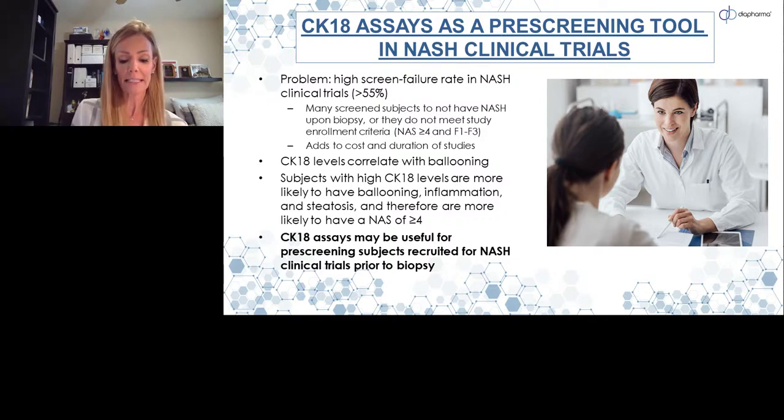Finally, CK18 also has utility as a pre-screening tool for managing the screen fail rate in NASH clinical trials. One of the biggest challenges for NASH trials is the cost-effective and timely enrollment of study subjects. This is partly due to the large number of NASH trials that are actively recruiting subjects. As you may remember, there are currently over 80 trials underway.